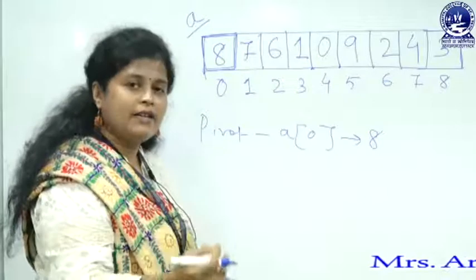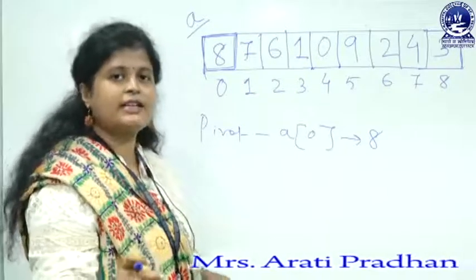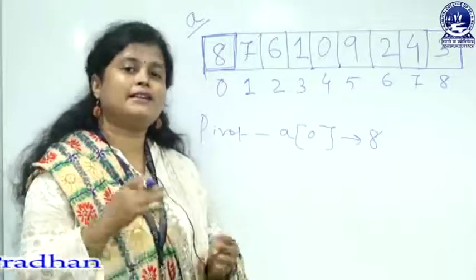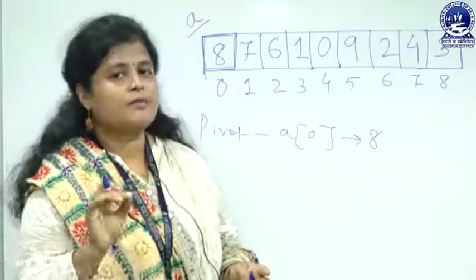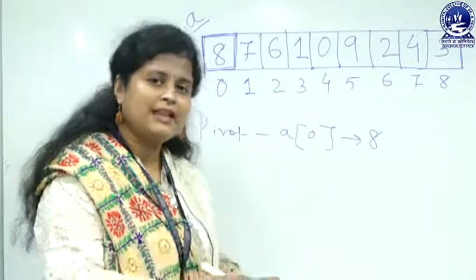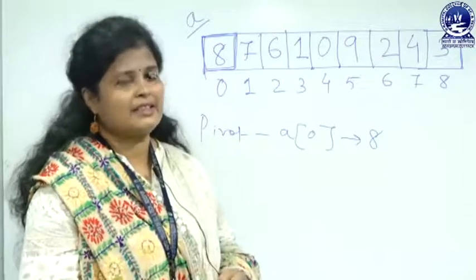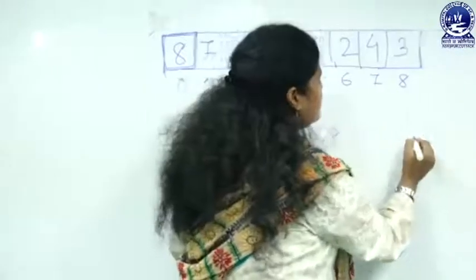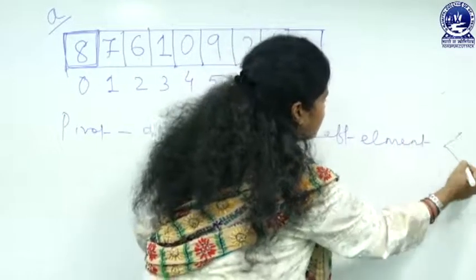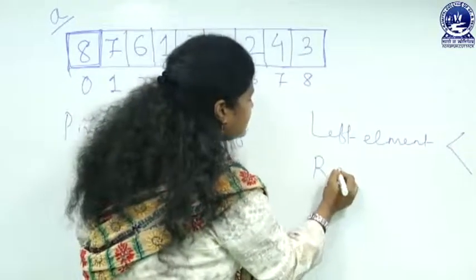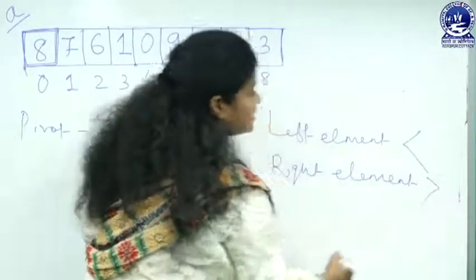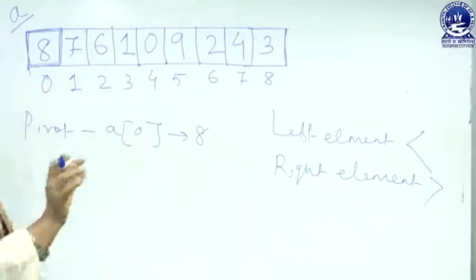If there is any violation, then we will perform swapping, and we will continue swapping until the rule is satisfied, and the rule is that all the left elements must be lesser and the right elements must be greater. Let me write down those 2 points. Left elements must be lesser and right elements must be greater than the pivot. This is the most important rule.